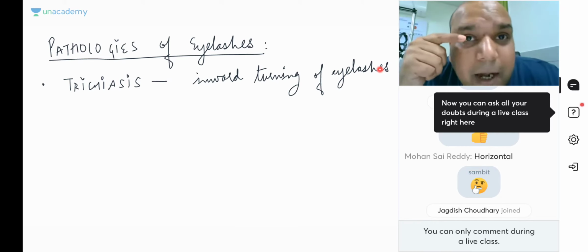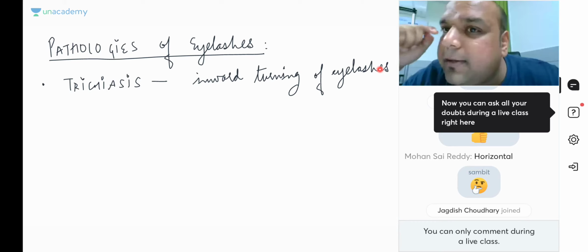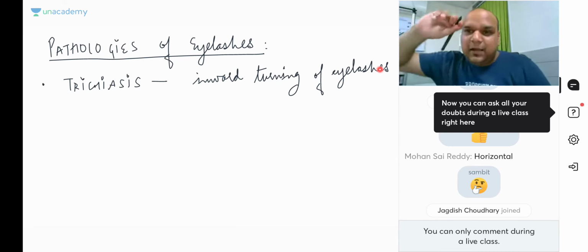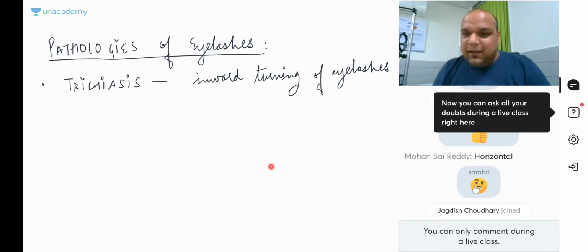Look at the eyelids. The eyelashes come out and turn up. Can you see my eyelashes? They're actually turning up. Or if you've seen females, they use curlers to turn it up. In this case, it will occur opposite. They will turn in. When they turn in, they will touch my cornea, everybody.